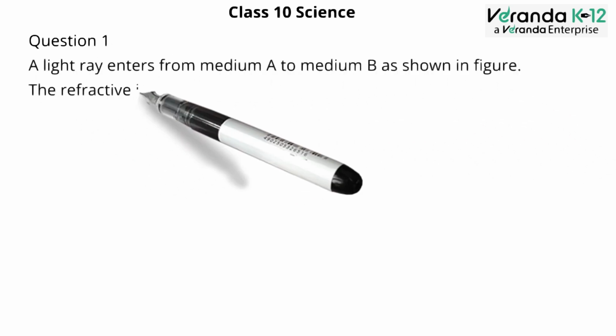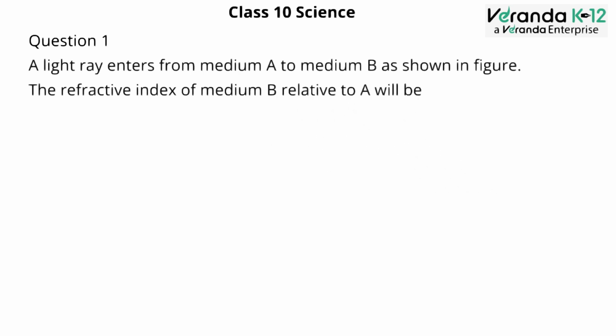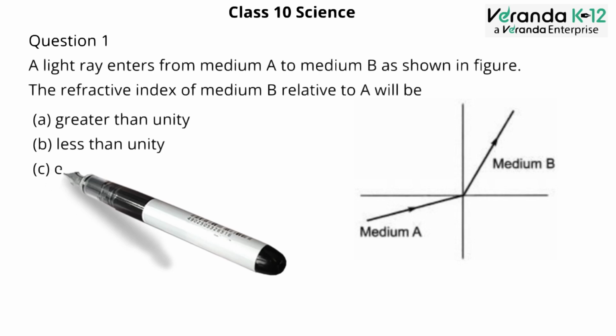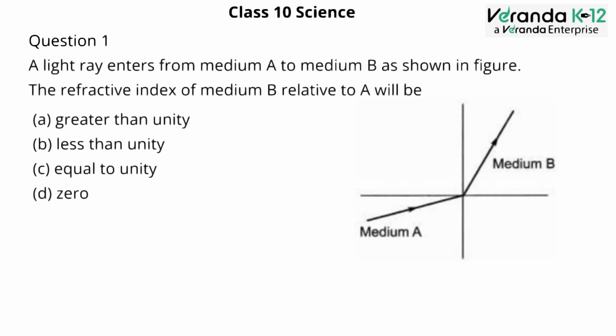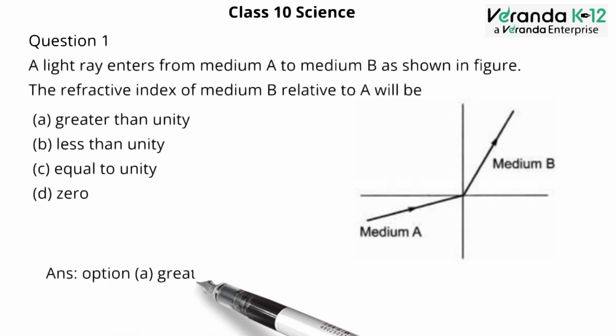Physics, question number 1. A light ray enters from medium A to medium B as shown in figure. The refractive index of medium B relative to A will be option A greater than unity, option B less than unity, option C equal to unity, option D 0.